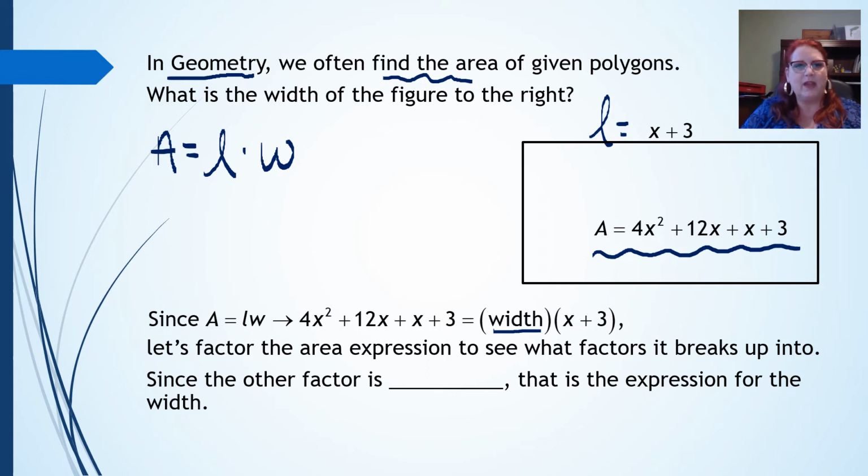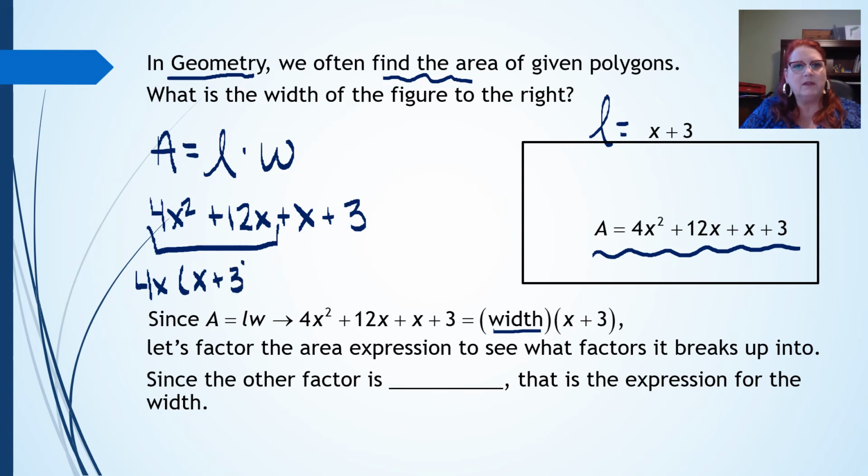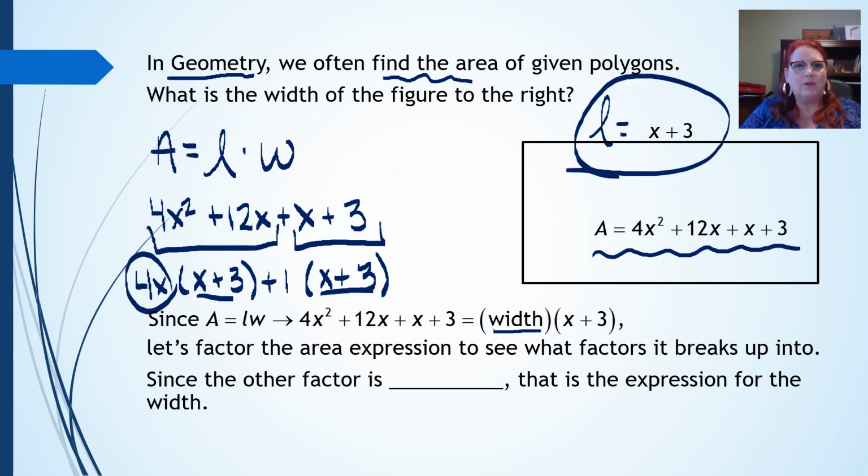So let's factor that. If we take 4x squared plus 12x plus x plus 3, there's a common factor of 4x, and we get x plus 3. And then here we have a common factor of 1, and that's x plus 3. So the other factor that we already know, x plus 3, is the length. So 4x plus 1 is the width.